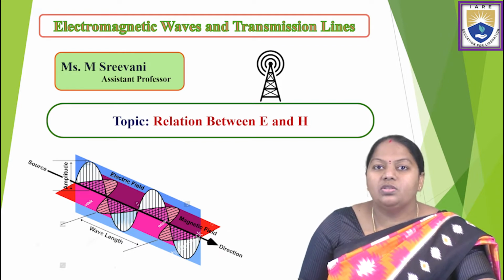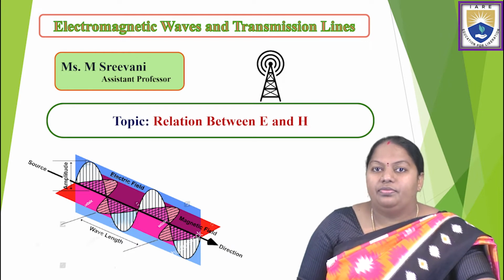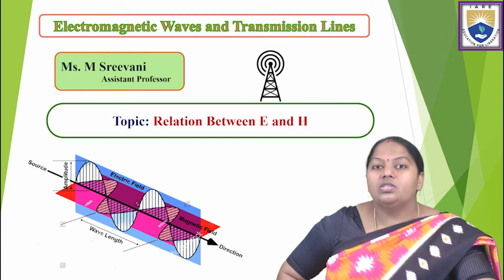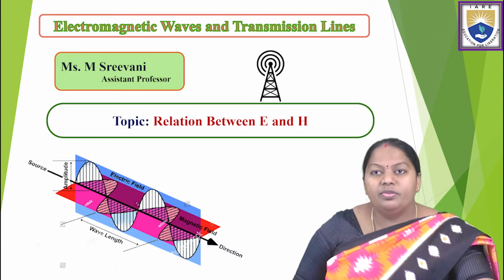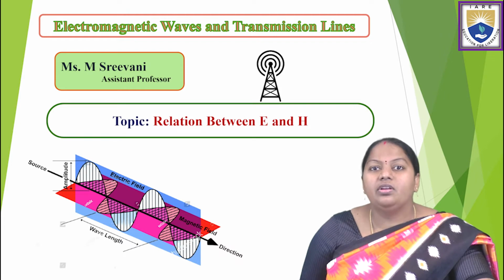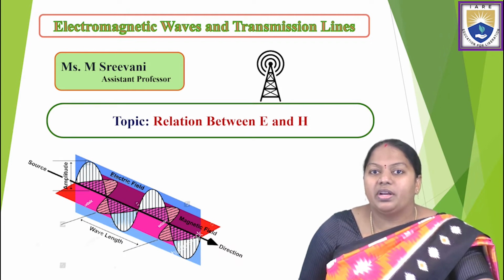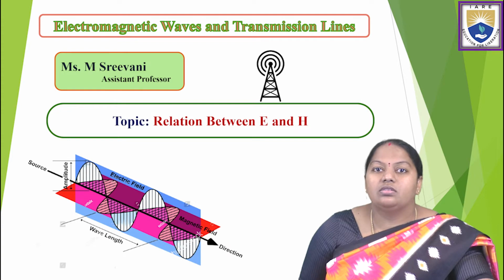In today's lecture, we are going to learn about the relationship between electric fields and magnetic fields, which is given by the equation called the electromagnetic wave equation, also called the uniform plane wave equation. Before deriving the relation between electric field strength E and magnetic field strength H, we need to know what a uniform plane wave actually is, and how it propagates in a free space medium. From that, we will derive the relation between E and H.